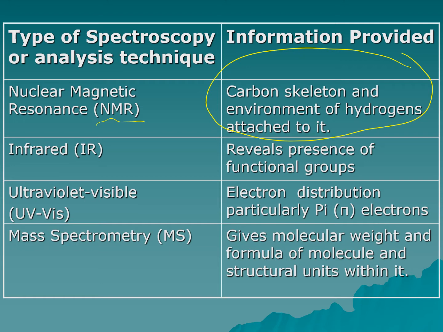Infrared spectroscopy uses electromagnetic radiation to tell you the presence of functional groups. Ultraviolet visible light spectroscopy helps to know a lot about pi electrons, so double bonds and triple bonds. And then mass spectrometry is not really a spectroscopy technique. It's a different kind of analysis technique, and you can find out the molecular weight of your molecule and the formula of your molecule.